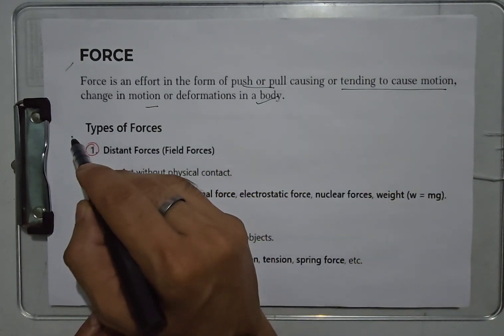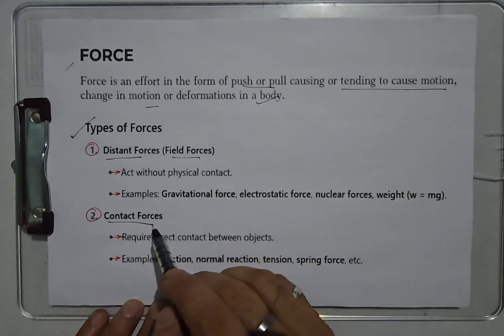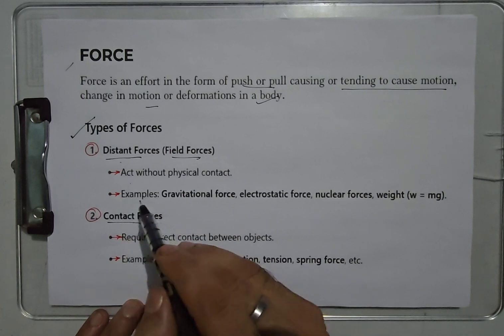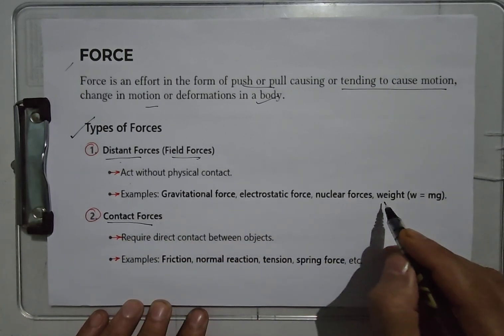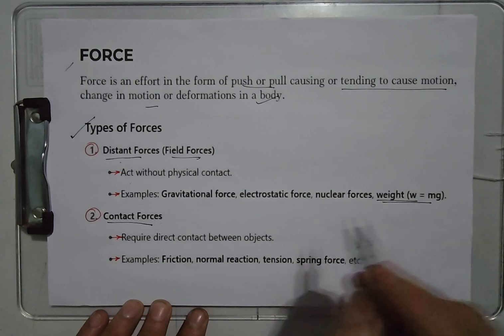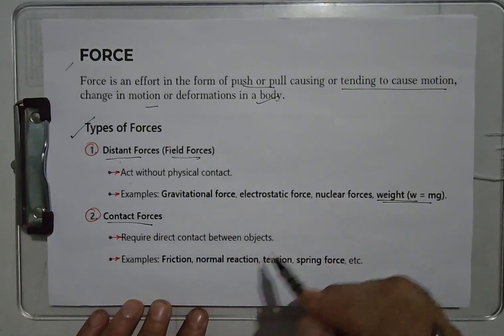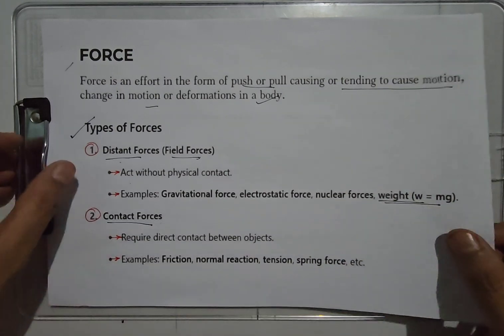Fine. Now there are different types of forces. Number one is distant forces, also known as field forces, and the other is contact forces. Distant forces act without physical contact. Examples are gravitational force, electrostatic force, nuclear force, or, in the case of the human body, weight also. Similarly, contact forces are those forces which require direct contact between the objects. For example, friction, normal reaction, tension, spring force, etc. So these are certain examples.